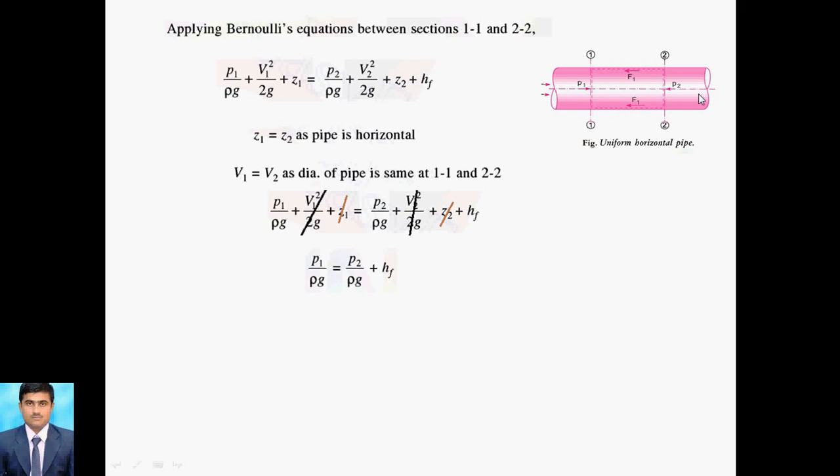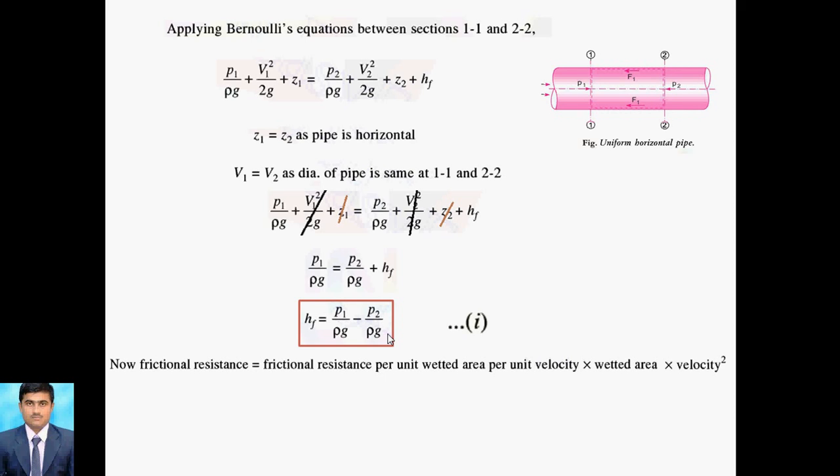Now in the first case we consider Z1 constant, because the pipe is horizontal, and V1 and V2 are the same because of the same diameter of pipe. So the terms V1 square by 2g and V2 square by 2g cancel out, and only P1 by rho g is equal to P2 by rho g plus HF remains. Now HF is equal to P1 by rho g minus P2 by rho g. So this is the relation for head loss due to friction. Equation number 1.